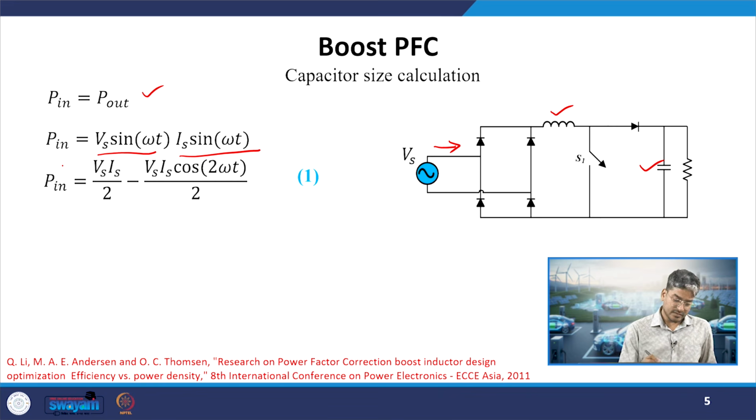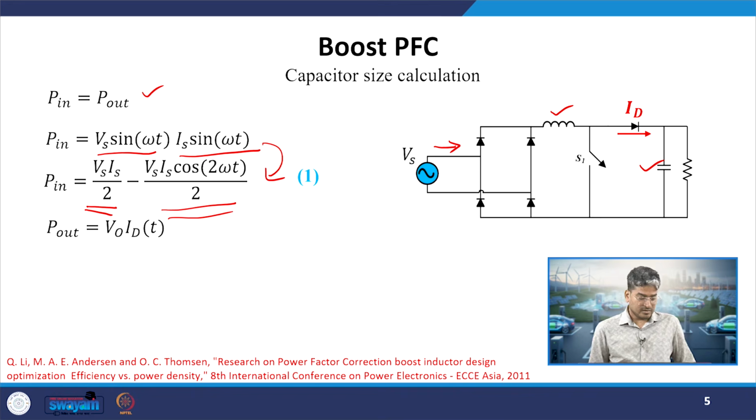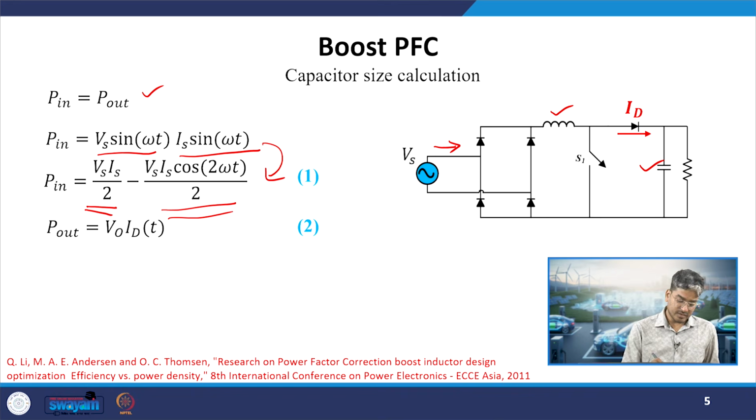Okay. Now, using trigonometric equations and simplifying, I will find that it has two terms. One is a constant term, and one is a double frequency component, that is Vs Is cos 2 omega t by 2. So, the same equation has been rearranged or simplified. Now, output power. Okay. So, what will be the output power?